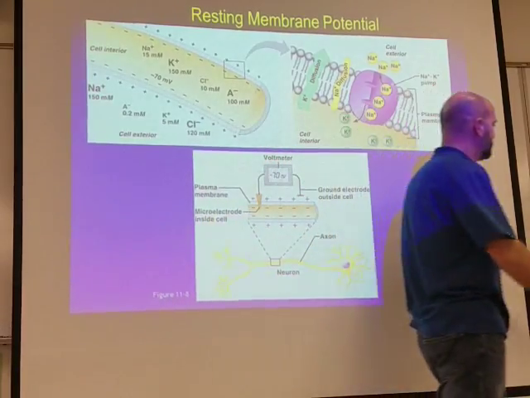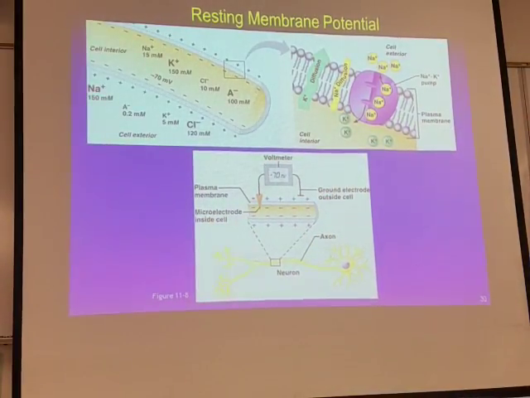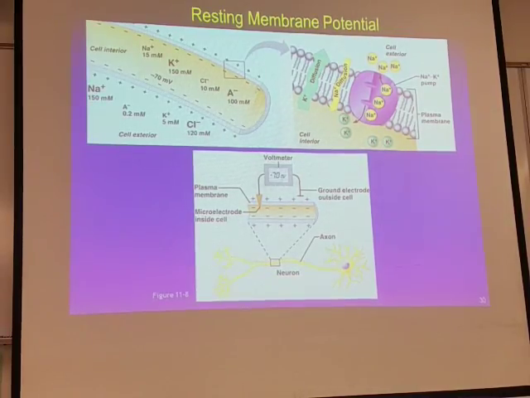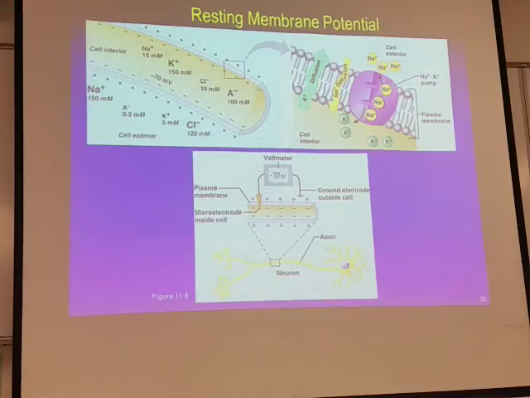So if you compare two different cells, a muscle cell at -85 millivolts and a neuron at -70 millivolts, which one has more sodium influx at rest? Which one must have more sodium leak channels? The neuron, because it's further from minus 94.